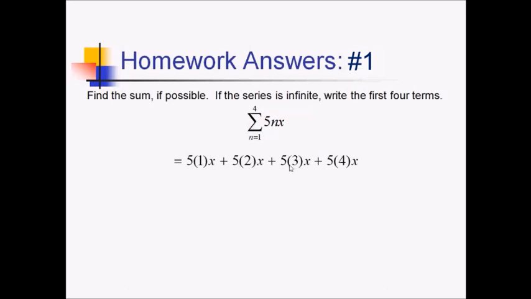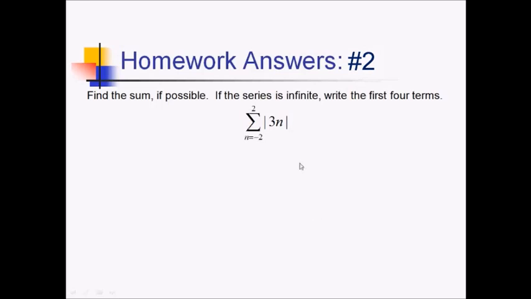And we simplify this if we can. So just writing out what we have, this is 5x, 10x, 15x, and 20x. These are all like terms, so we can actually combine these to get, let's see, 15x plus another 15x plus 20, a grand total of 50x.